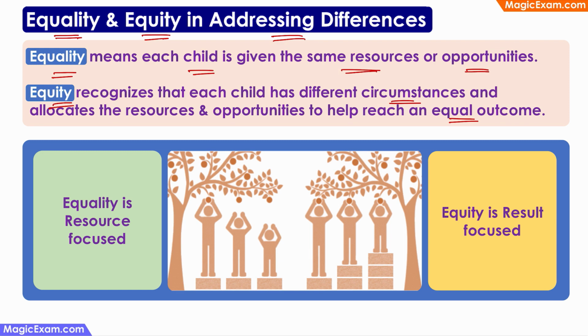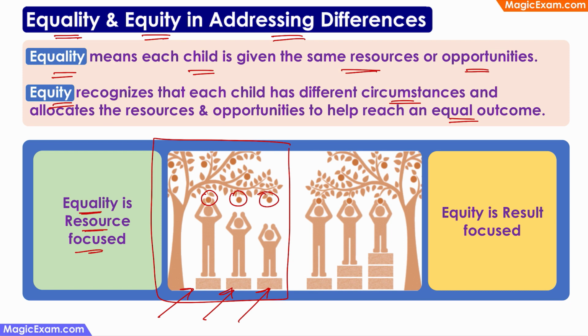So let me explain. Equality is resource focused. For example, if you look at this picture, right? Here you are giving the same kind of support or the same kind of resource to all the children. But this doesn't mean that all the children will reach the same result. Right? Because they have individual differences, even though they have the same opportunities, they are not able to reach the same result. Right? Whereas equity is result focused.